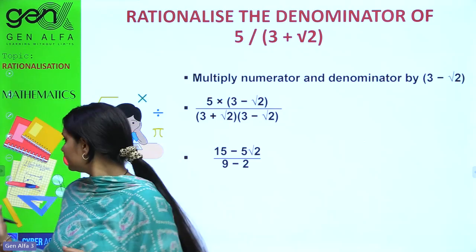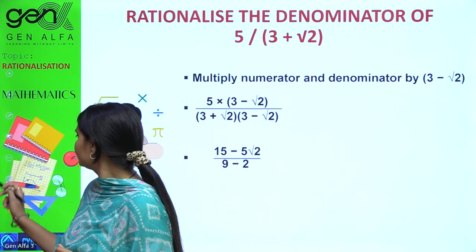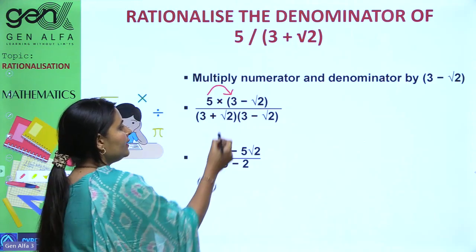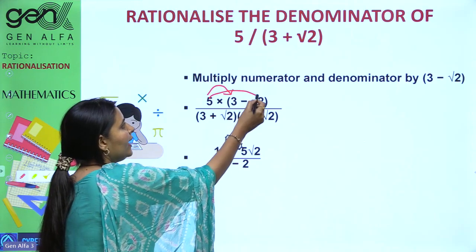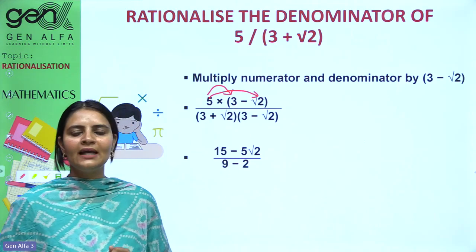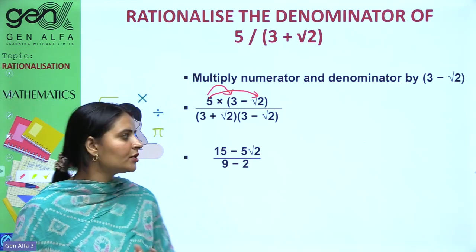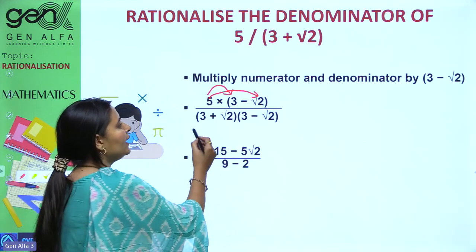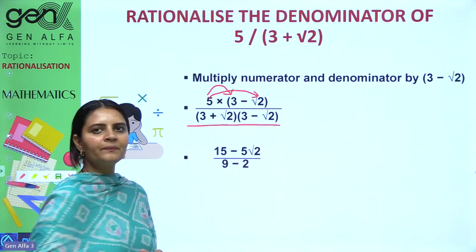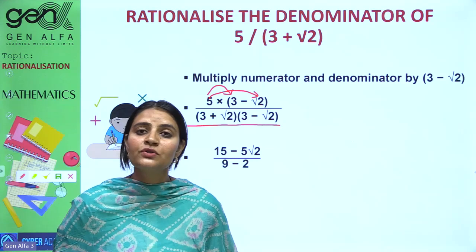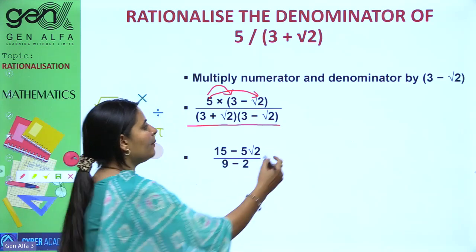5 threes are 15. We are using the distributive property. 5 threes are 15. 5 under root 2. Yes, these are not like terms, so they are just staying stuck with each other. 5 under root 2. Here, this identity is again used. A plus B, A minus B. In most cases, the identity is used over and over again. You just remember it for life.